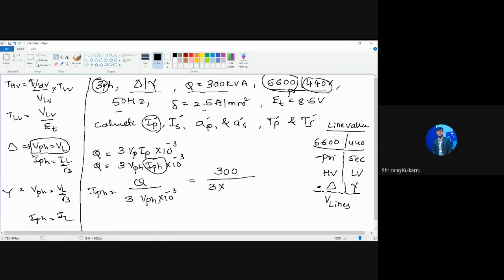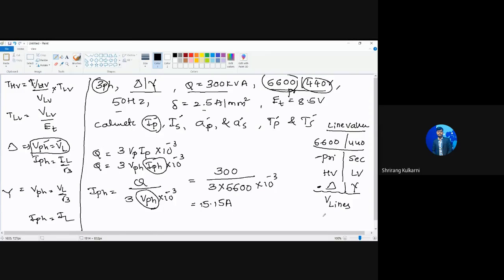Now we are substituting in terms of phase value. In case of delta, phase value equals line value, so no need to convert, nothing is required. Directly substitute the value 6600 into 10 to the power of minus 3. How much is it? So we will get 15.15 ampere. Like this, we have to calculate the current value.